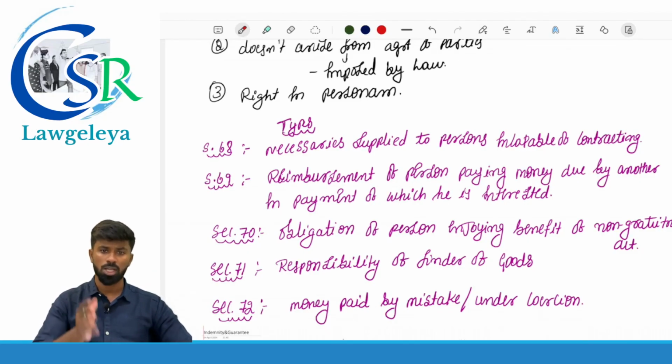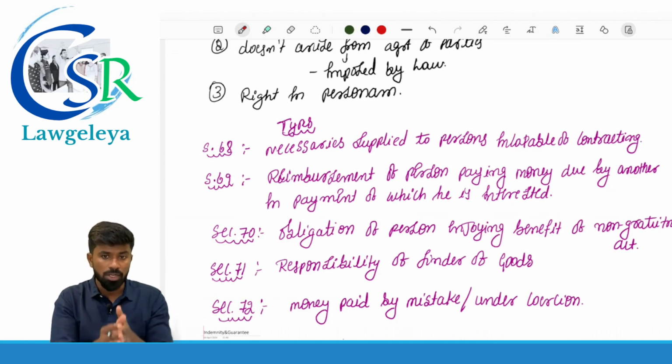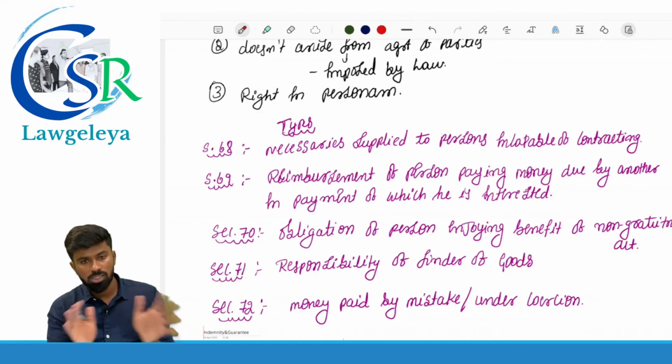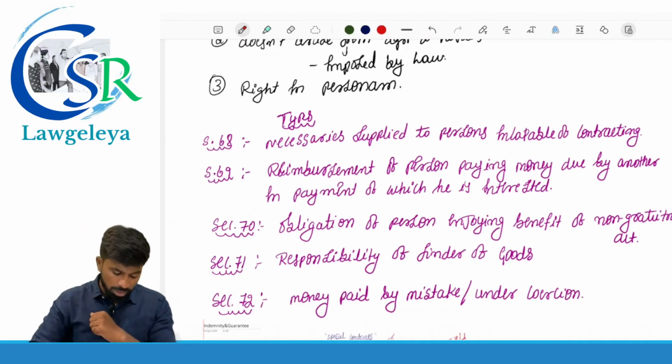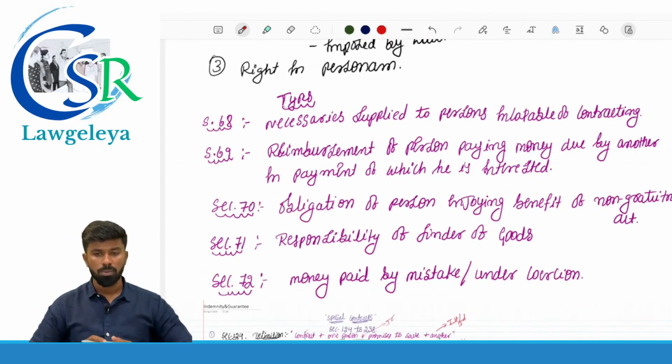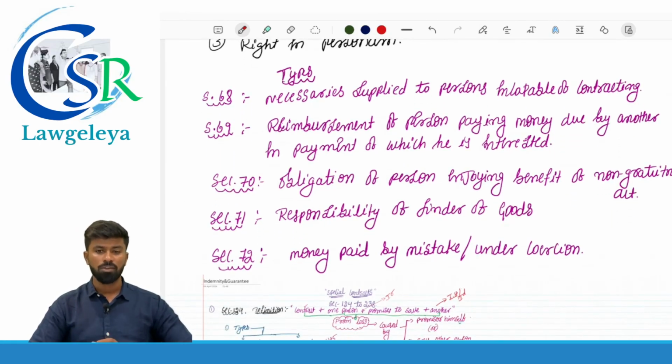Based on this, they asked a question in the previous examination. Then the assets of that incapable person are liable to contribute for that. That is the justice required. For example, any supply of necessary items to a minor or a person of unsound mind, they are not responsible. Their assets are responsible. Next one, section number 69, reimbursement of a person paying money due by another, in the payment of which he is interested. Instead of the landlord, the tenant pays the property tax. Can the tenant recover it from the landowner? Yes, section number 69. Section number 70, obligation of a person enjoying the benefit of a non-gratuitous act.